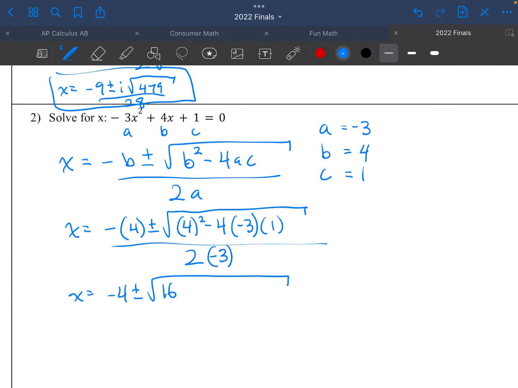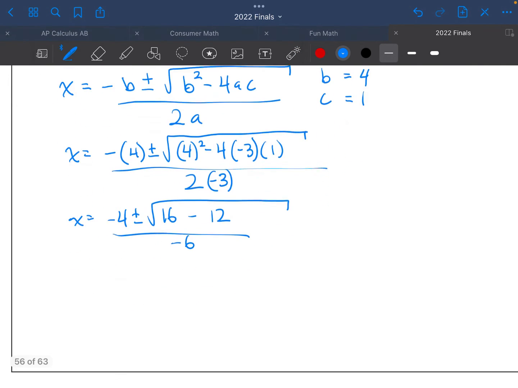Got a 16. Okay, so be careful here. I have a negative times a negative times a positive, which is a positive. 4 times 3 is 12, times 1 is 12, and it's going to be minus 12. Oh, that came out pretty nice. And then all divided by, remember, positive times negative is a negative. 2 times 3 is 6, -6.